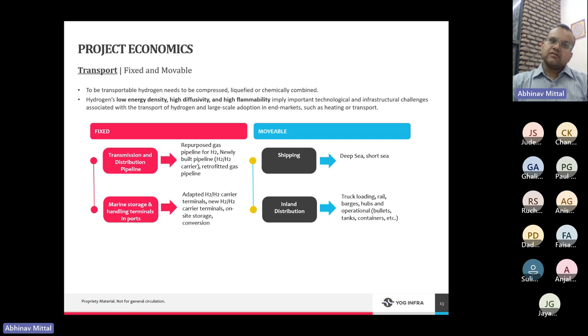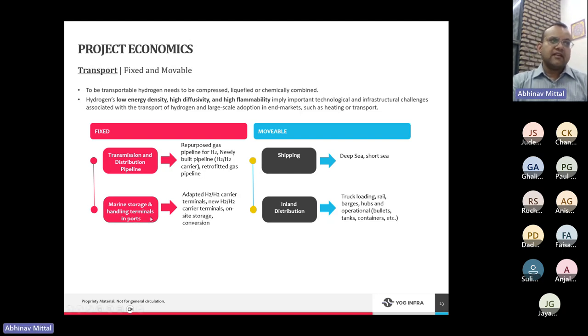So many developers and even the governments are thinking of retrofitting these pipes, because you already have a very good pipeline network which goes to the end user. So whether we can use this pipeline network again, whether we can retrofit it or make it more robust, such that it can be used for hydrogen. So that's one conversation that we see among the developers and the government agencies.